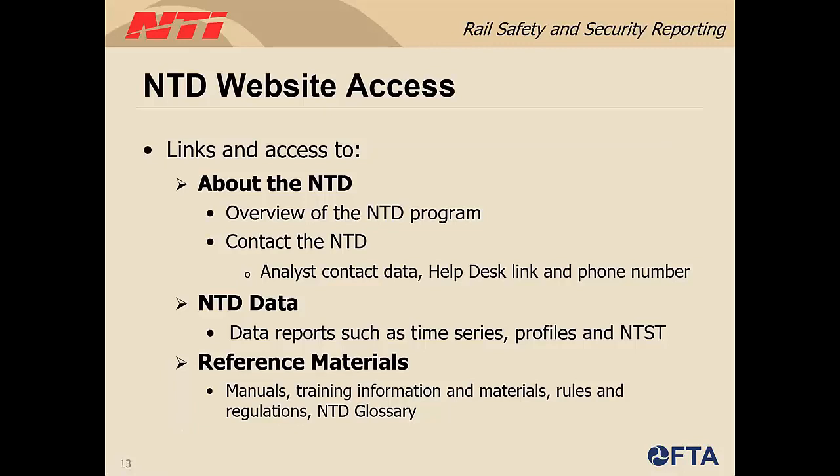The NTD data section provides access to published data products such as the various time series products, historical and current annual data and profiles, monthly ridership statistics, and the national transit summaries and trends, just to name a few. Under reference materials, you will find the NTD glossary, policy manuals, quick reference guides, information on training and conferences, presentations and webinars, and an explanation of all the forms used in NTD reporting.